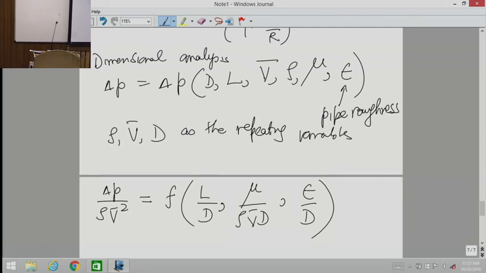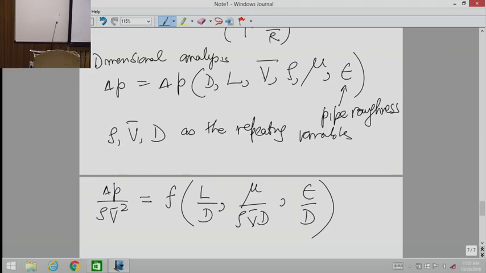I choose rho V bar D, that means 3, 1, 2, 3, 4, 5, 6, 7. 7 minus 3, so I'll get 4 pi numbers. Now delta P, these are my repeating variables, rho V bar D. How do I build a non-dimensional number? Rho V square and delta P have the same dimensions, so directly I'm writing this.